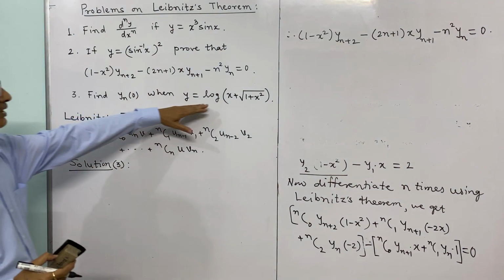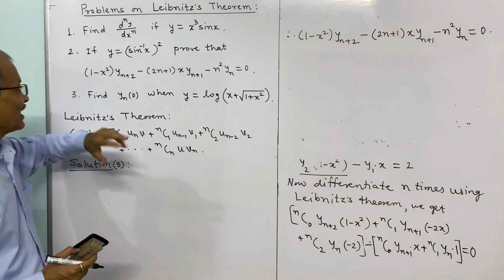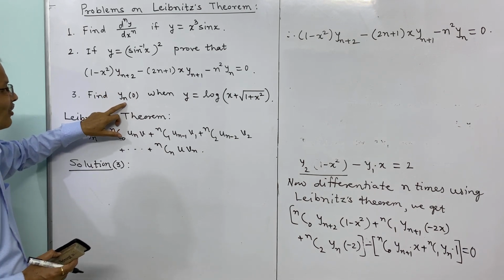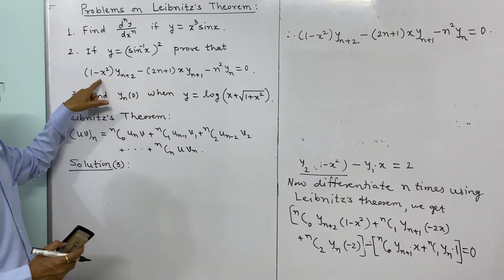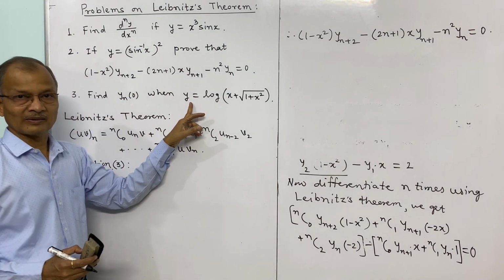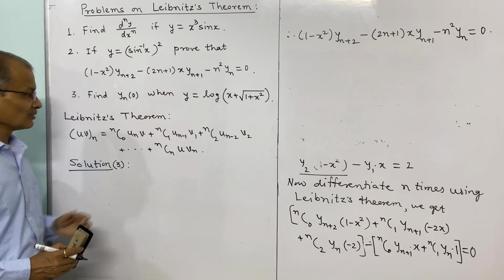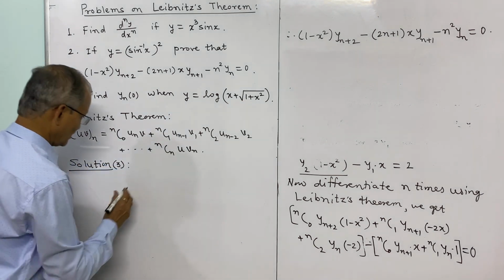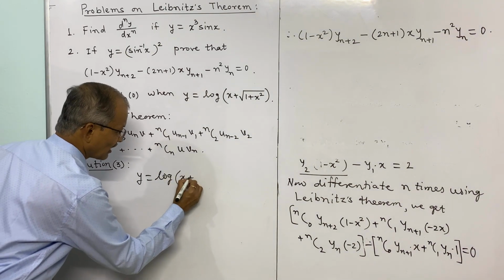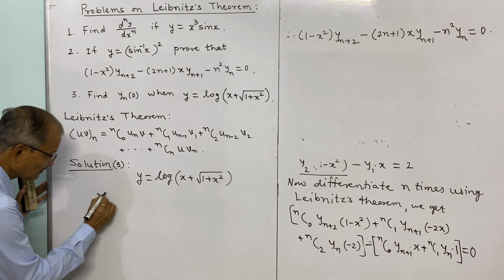So here the function given is log of x plus under root 1 plus x square, and we have to find the nth derivatives at 0. So to obtain the nth derivatives at 0, we should obtain the result like this. That means the result in terms of the n plus second derivative of y, and then obtain the nth derivative at 0. So we start with this given function, y is equal to log of x plus under root 1 plus x square. Now differentiate this with respect to x.